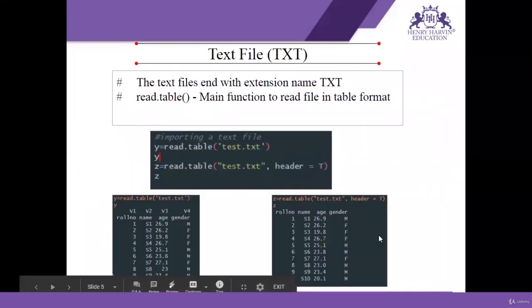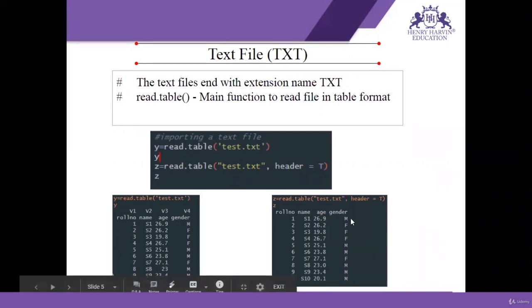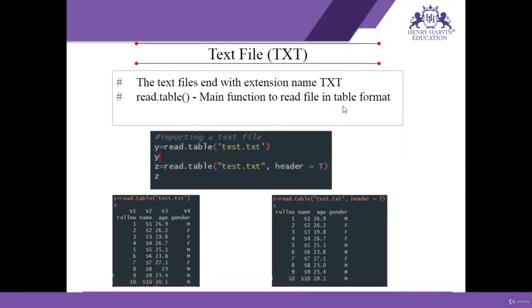Next is the text file. So what is a text file? The extension always ends with txt, that is a simple format, and text files are plain text that we can enter in any form, like in Word or any other format. We can also create it through Excel files. I'll show you how we can save an Excel file to a text file. We can also create it in R. The function that we use in R is read.table, similar to the URL one. It will convert the data into tabular form.